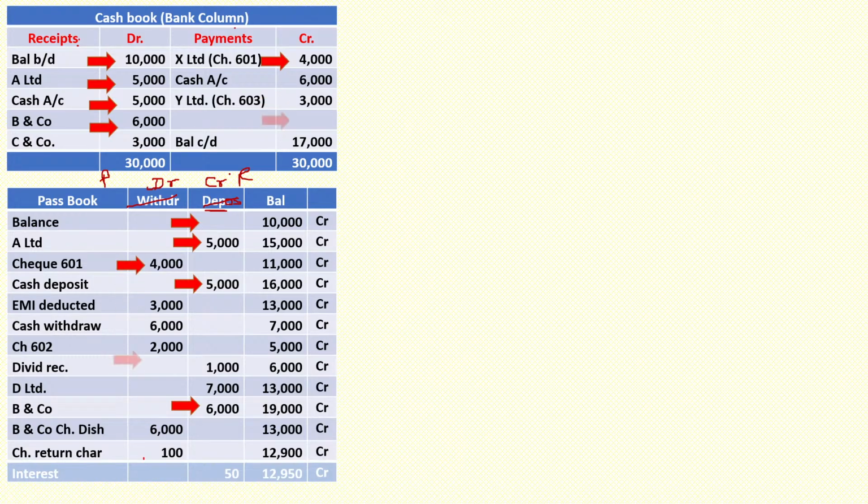And cash 6,000, 6,000 withdrawal also matching. And there is a 3,000 for Y Limited. There is no corresponding 3,000 anywhere here. Is that okay? That's all. So we have ticked the matching items.